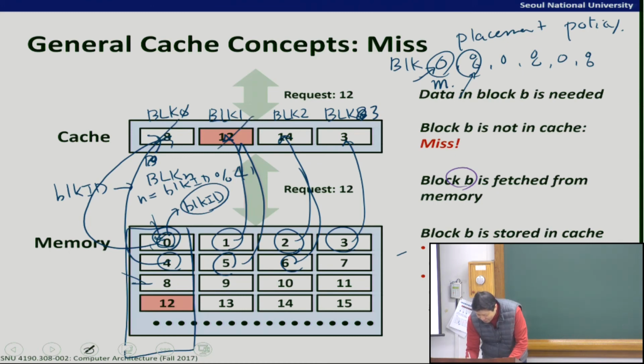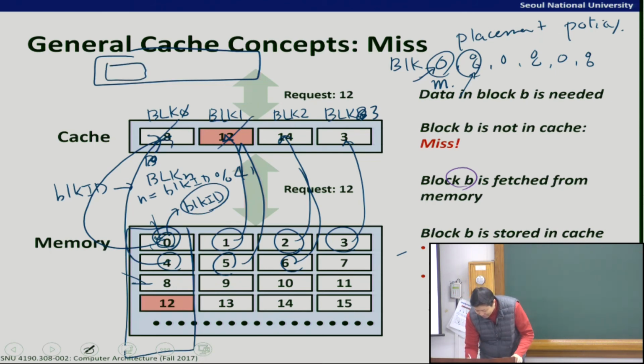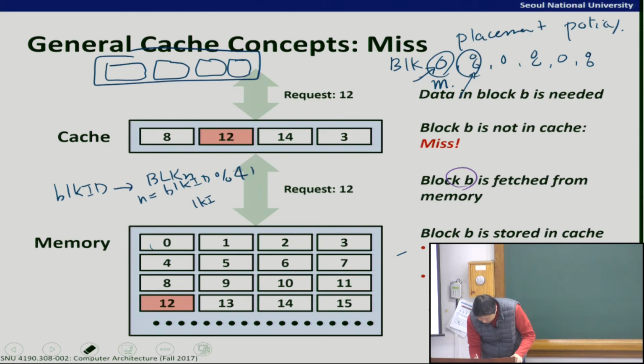Initially, let's assume the cache is currently empty. This is our cache. Let's not worry about this part. So our cache is currently empty, and the first access, like block 0, causes a cache miss, right? And then this block 0 will be placed in the cache like this, right?